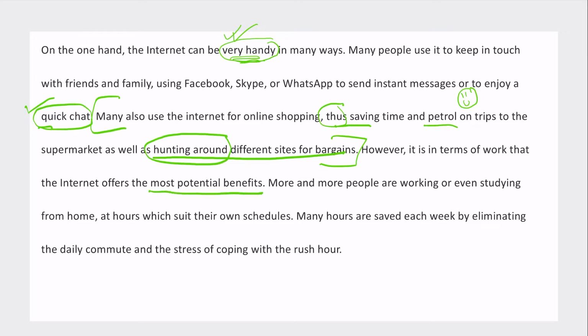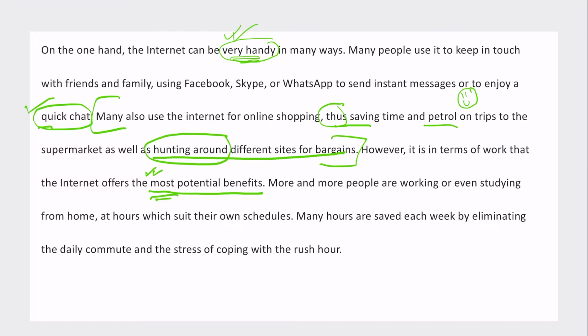Oh, I like this. They've categorized it. They said, oh, actually, this is the most important benefit. That's a very nice argumentative structure. It's like, yes, it's handy. Yes, you can keep in touch. Yes, it's good for shopping. But the best thing: more and more people are working or even studying from home at hours which suit their own schedules. Many hours are saved each week by eliminating the daily commute and the stress of coping with the rush hour.